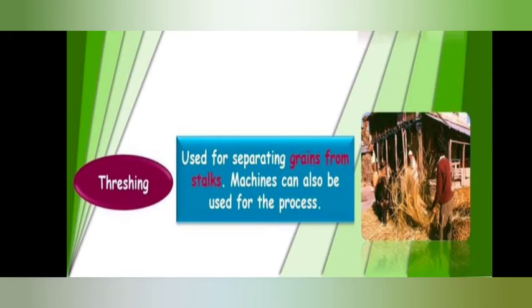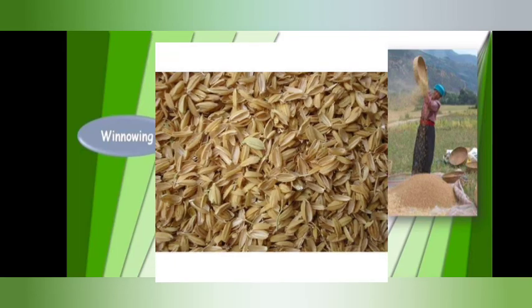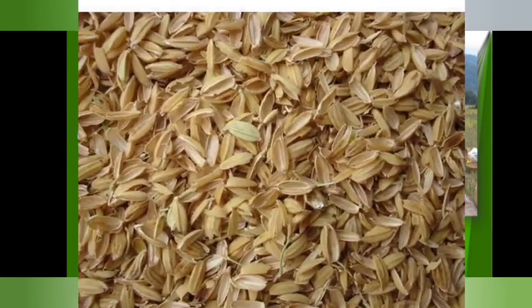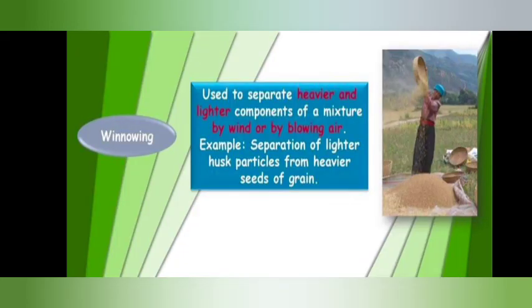And the last method is winnowing. Winnowing is a method used to separate lighter components of a mixture from the heavier ones by wind or by blowing air. Winnowing is used by farmers to separate husk from grains. Husk is the dry outer covering of grains, and it is lighter than grains.